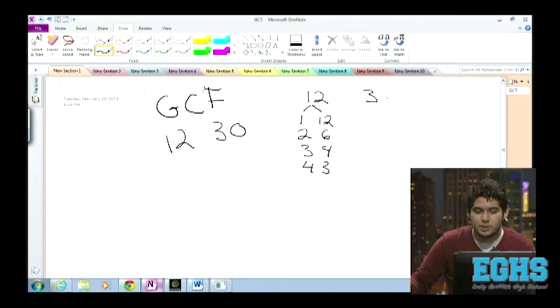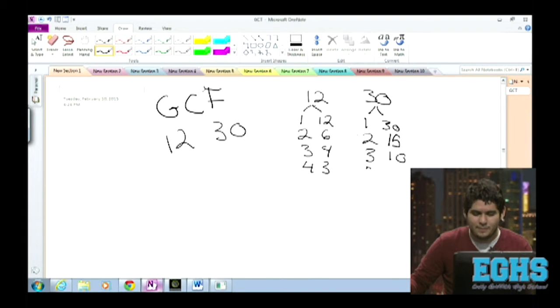So now we go to 30, and we have 1 and 30, 2 and 15, 3 and 10, 5 and 6. And right now what you're trying to look for is what are numbers that are repeated in both of these.